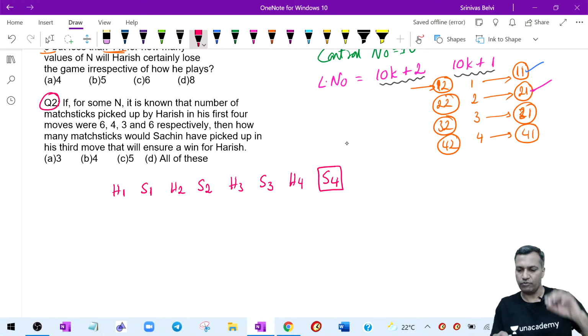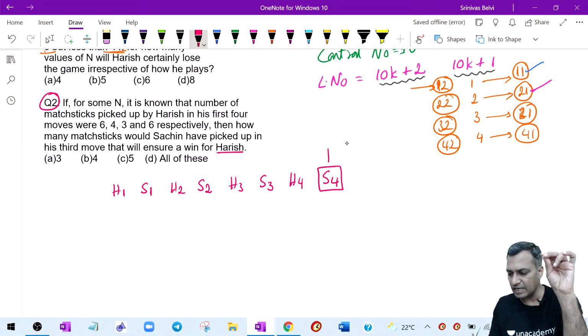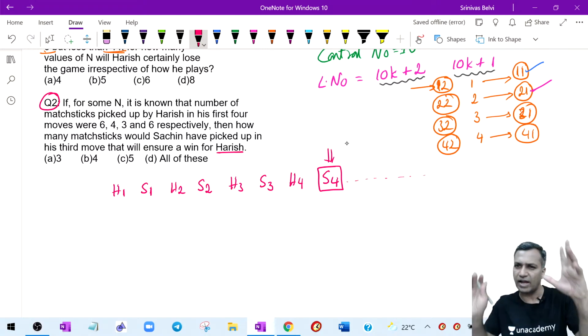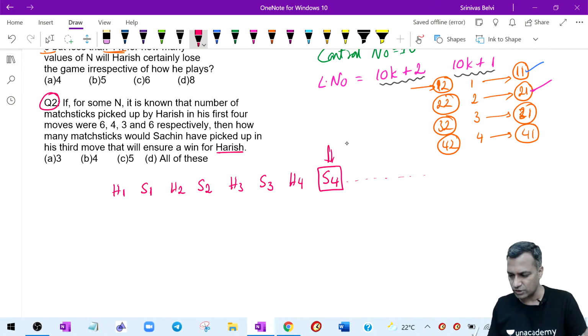That's the point here. For some n, it is known that the number of matchsticks picked by Harish in his first four moves are this. Then how many matchsticks has Sachin picked up in his third move to ensure a win? And who is winning? Harish is winning. You may say, sir, where is it given that in the fourth move it gets over? Doesn't matter. The game can go on and on. Finally, Sachin has to come and close this particular game.